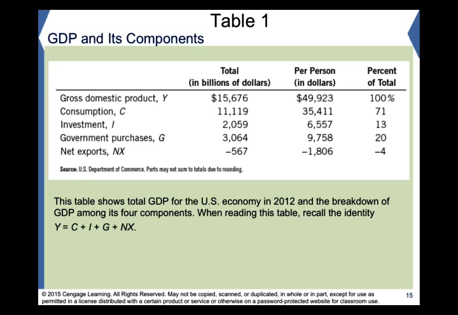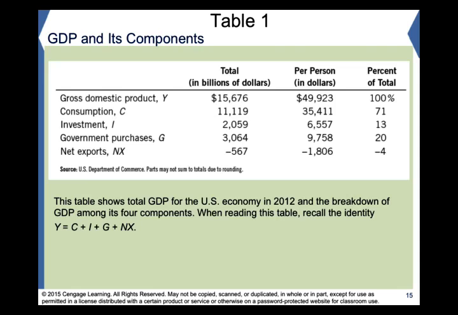So consumption was 71% of the entire GDP. So that is pretty big, right? And the investment was 2,059 total, and per person was 6,557, and it was 13% of the total.